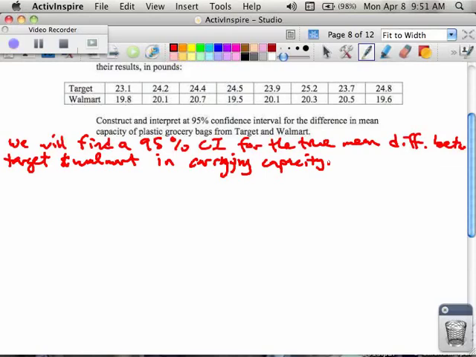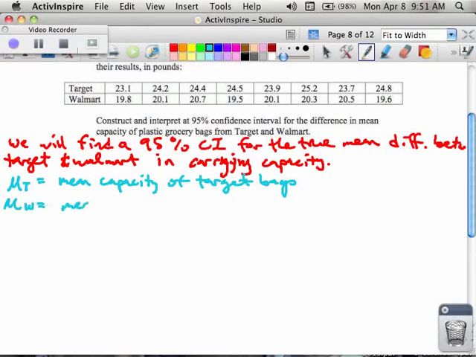And we have to define some things, so let's call the target stuff mu t. So this is the mean capacity of Target bags. And then mu w would be the mean capacity of Walmart bags. So we have those two means in here. There are 8 things. Obviously, we don't have a sample size of 30. We're going to have to draw a picture later on.